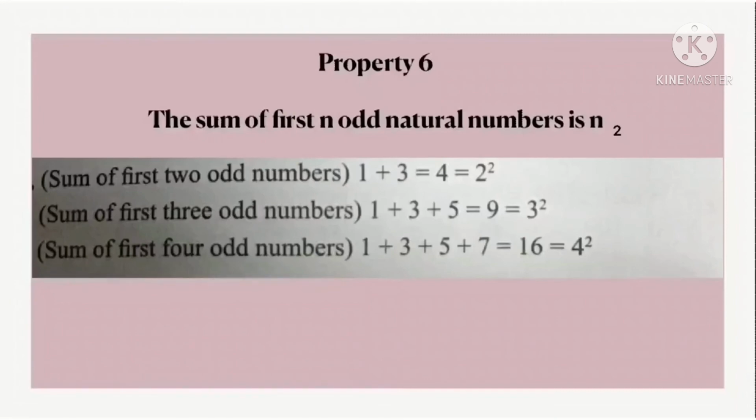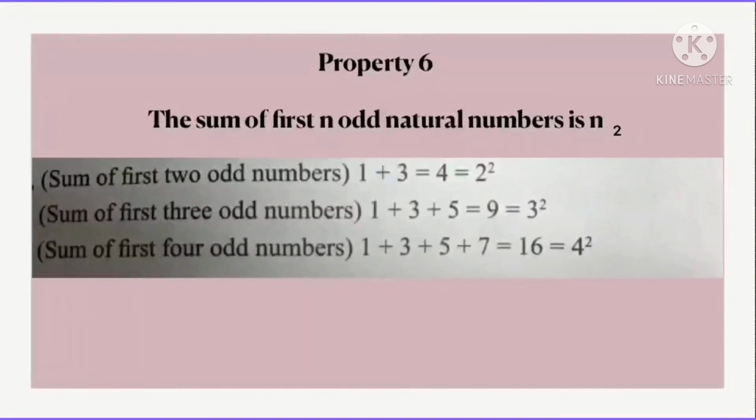And the next property, the sum of the first n odd natural numbers is n square. The sum of the first two odd numbers is 1 plus 3, which is 4. Means we can write it as 2 square because we are having two odd numbers. Sum of the first three odd numbers, 1 plus 3 plus 5, which is 9, can be written as 3 square. Sum of the first four odd numbers, 1 plus 3 plus 5 plus 7, is 4 square, that is equal to 16. Without adding them, we can find the sum of these consecutive odd numbers.